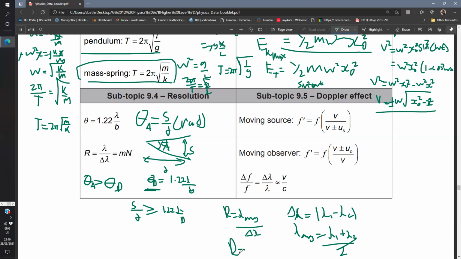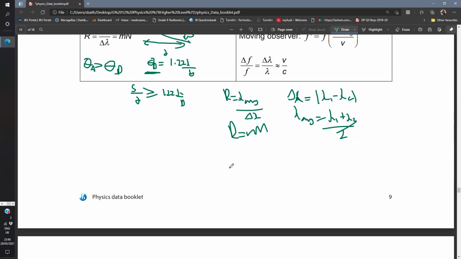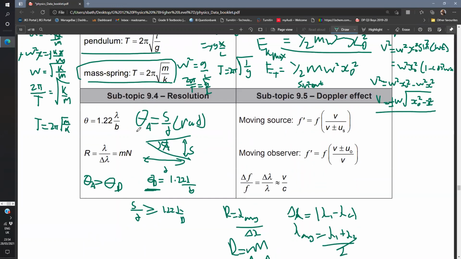R is also equal to n times m. In this case, n is going to be the number of slits, and m is going to be the order. What we mean by order is, is it the first constructive, the second constructive, third, the fourth, etc. Okay.